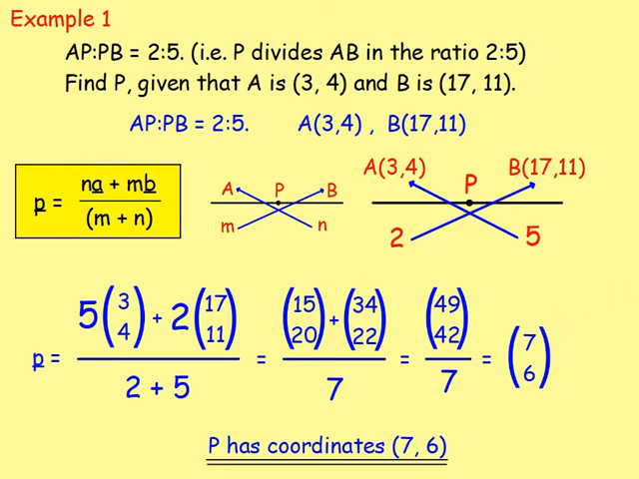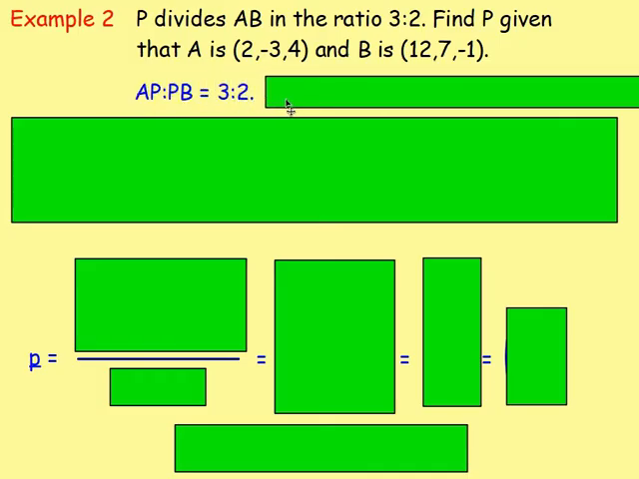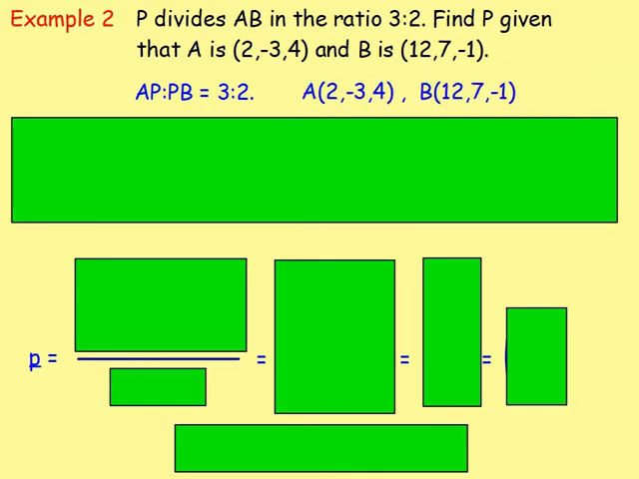Let's try another one. Example 2. P divides AB in the ratio of 3 to 2. Find P given that A is (2, -3, 4) and B is (12, 7, -1). So again, just start off writing down what you know. Well, you know the ratio, AP to PB is 3 to 2. And we know the points A and B.